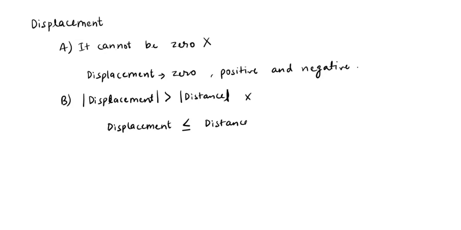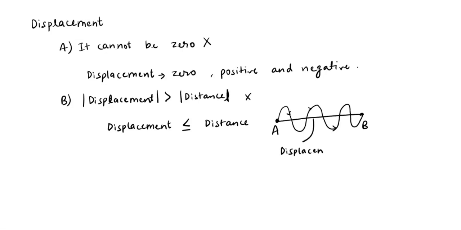This is the only possibility. The reason is that if you are moving from point A to point B, the distance can be along any path. It can be shown any way. This can be displacement. But if you are talking about displacement, it goes from A to B in a straight line. So this is our displacement because it is a straight line, whereas this curve is showing distance over here.